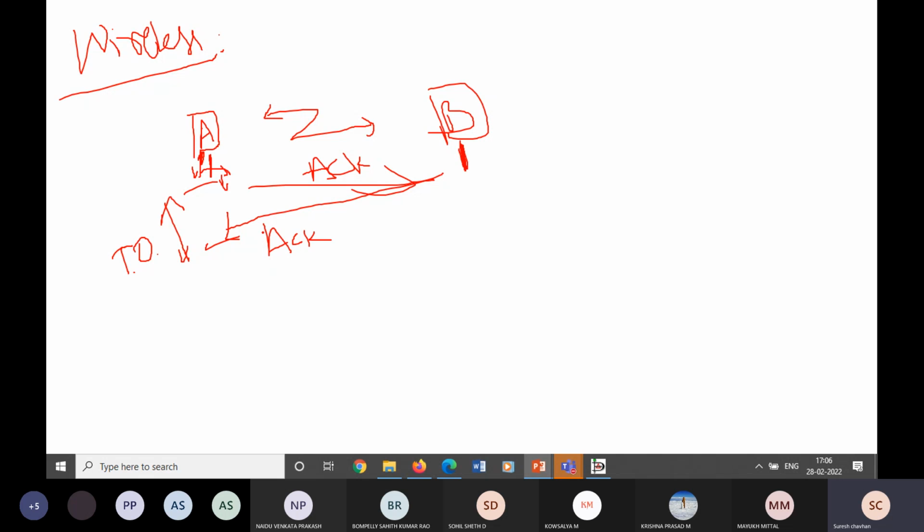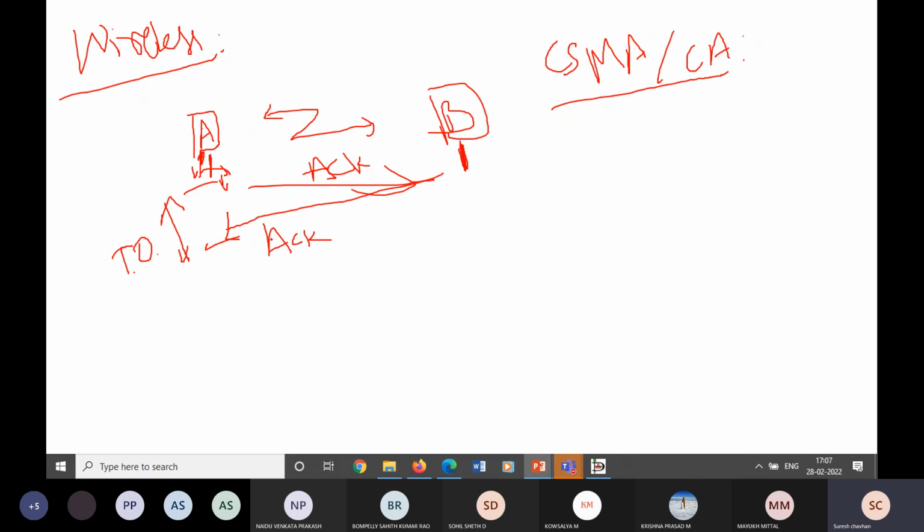So in the wired network, we cannot avoid the collision, but we are able to detect it. But in the wireless, we cannot detect the collision, but we have to avoid it. So this is the main basic idea, or the basic problem, behind CSMA CA, which means carrier sense multiple access with collision avoidance.